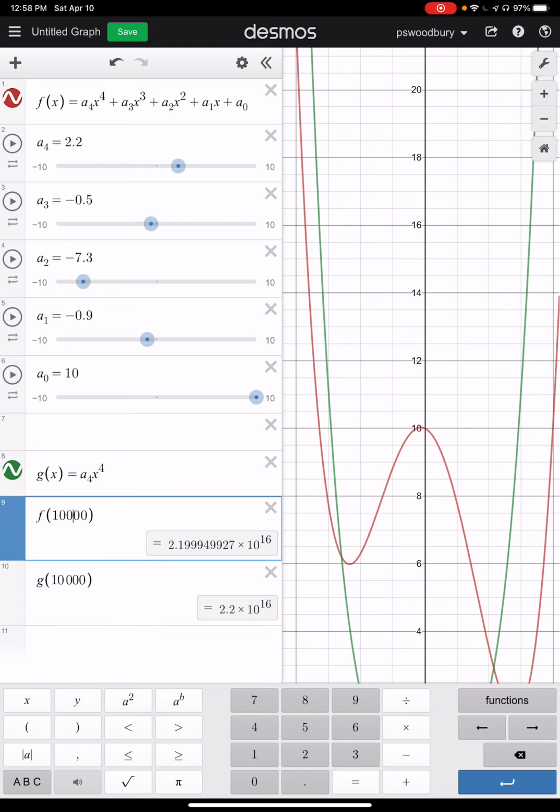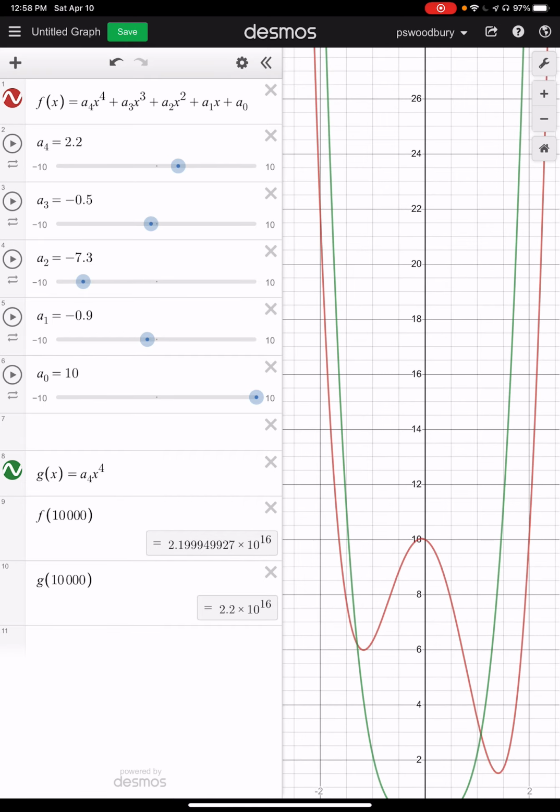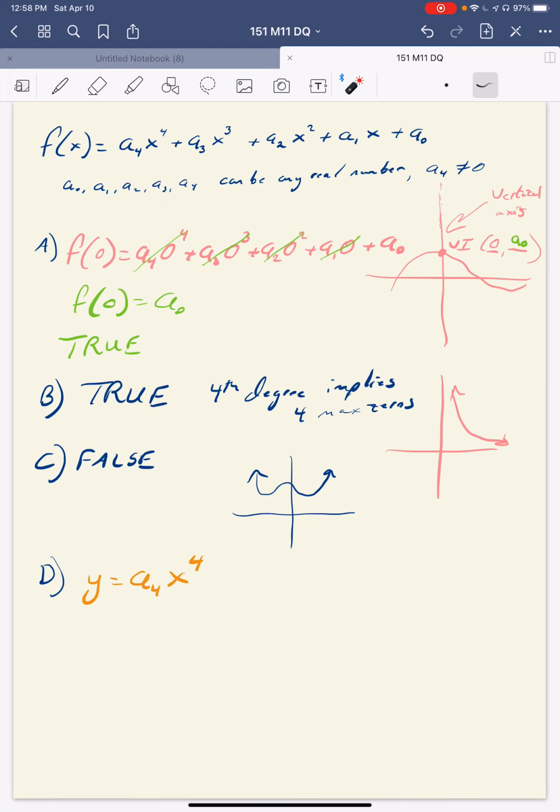Now, when x is 10,000, you can see that they're both pretty much equal to 2.2 times 10 to the 16th power. That's a very large number, but the point is that both of these graphs are shooting off towards positive infinity as the x values get larger and larger. So they are behaving in the same fashion.